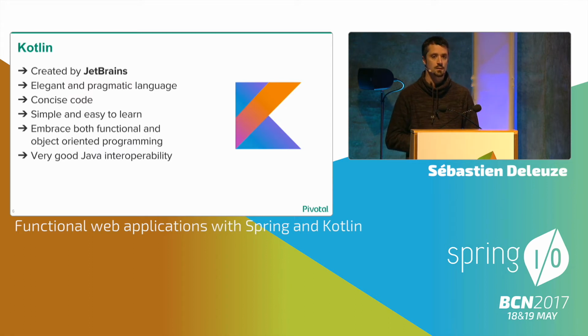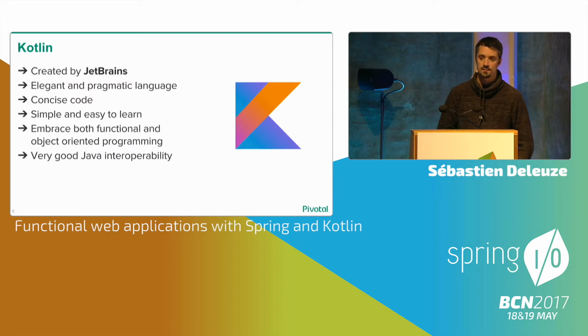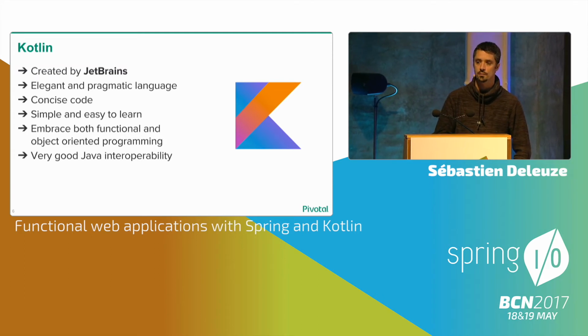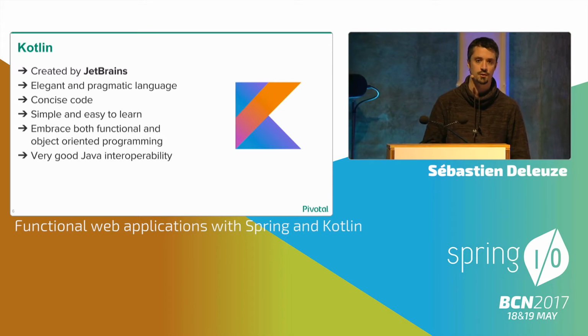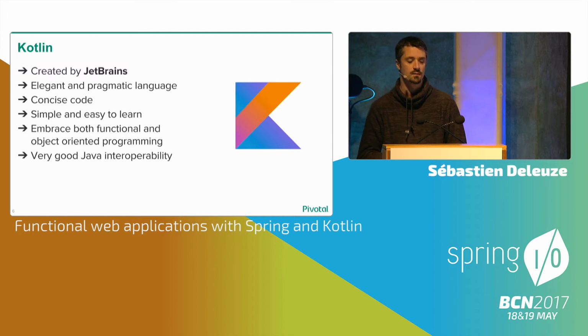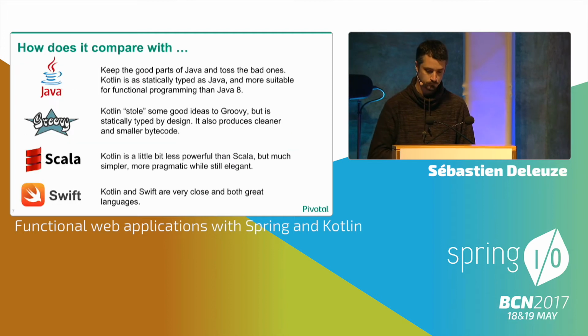So Kotlin is a language created by JetBrains. It's an elegant and pragmatic language. It allows you to write concise code. It's simple and easy to learn, and it embraces both functional and object-oriented programming. And it has very good Java interoperability.